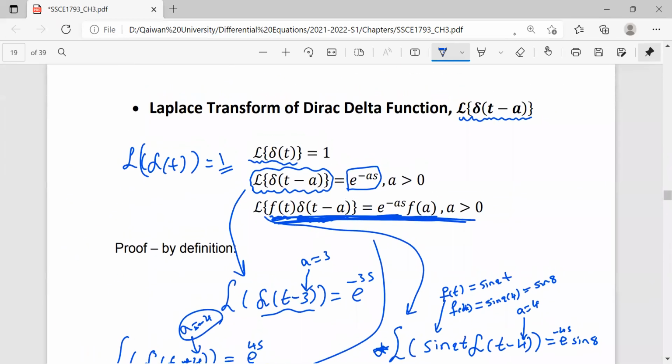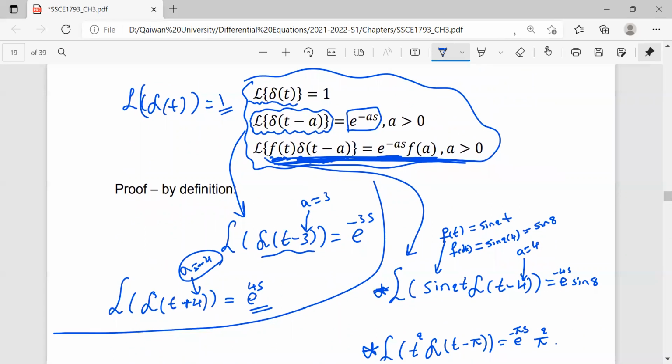The proofs of these rules are not required from you, but you can do it by yourselves. Proof of these rules.